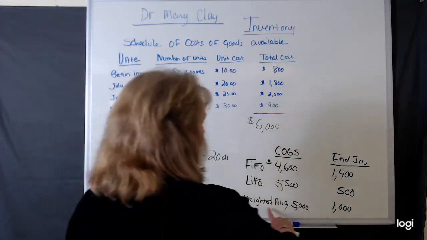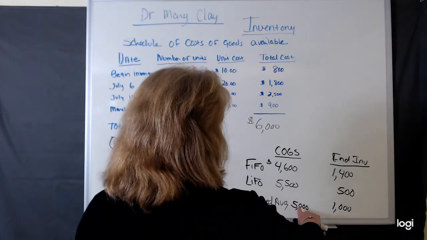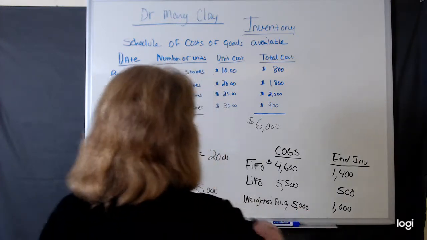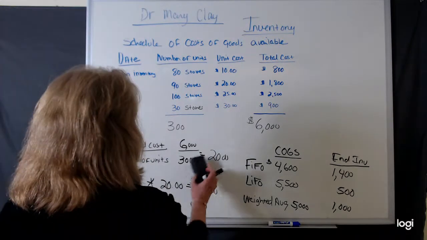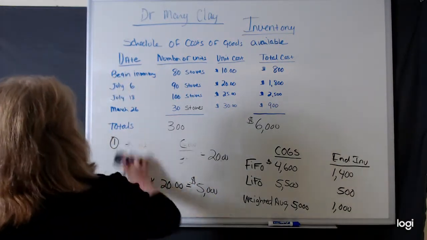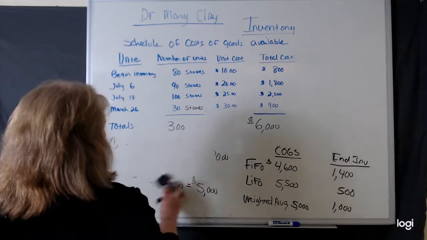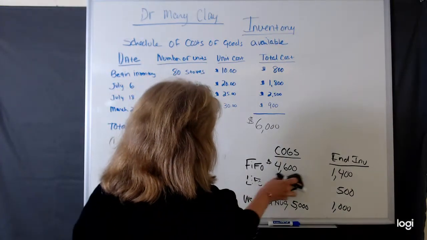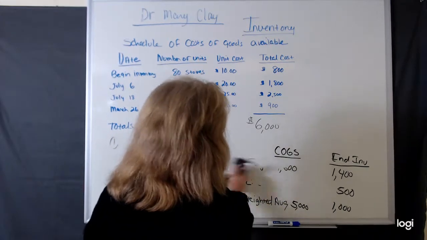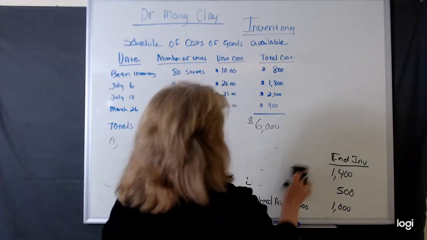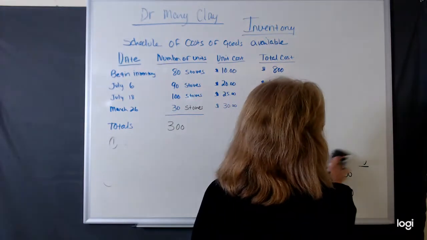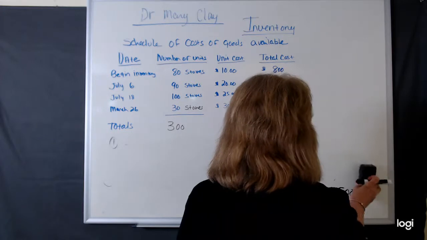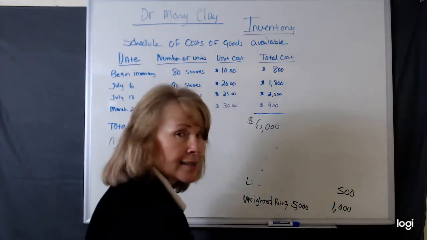It's only asking for weighted average. So weighted average, the cost of goods sold is $5,000. So I'm going to erase all this so I don't confuse you. And I'm going to keep weighted average. These markers, kind of a pain. All right, and I can erase ending inventory.